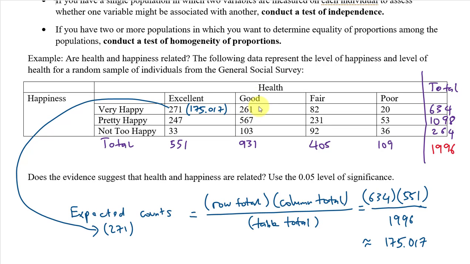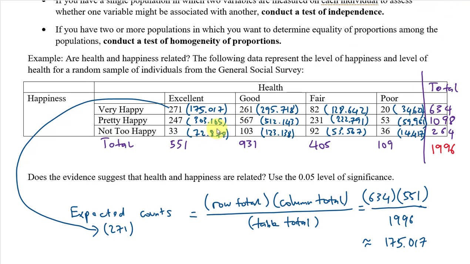The next one, you should get 295.718. If you do the same thing, you should get the expected count 128.642. And then this one, you should get 34.622, and the rest of the values are here.